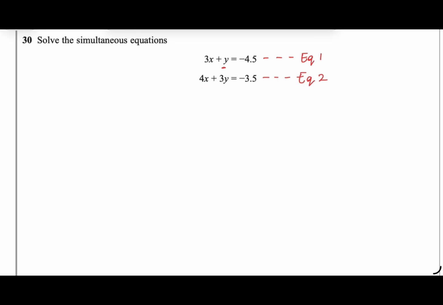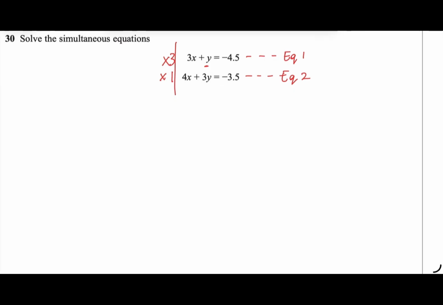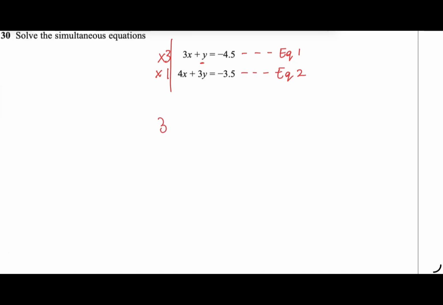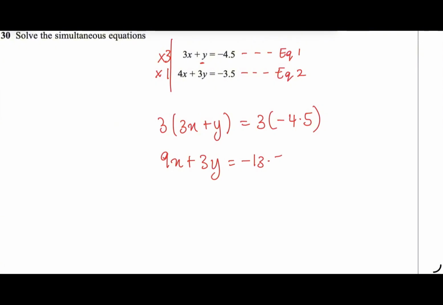So, in order to make the y's align, we can just multiply the top equation by 3 and the bottom equation by 1. So now we're going to create a third equation, which will be 3, I'll put it in brackets just to make it easier, 3(3x + y) = 3 × negative 4.5. So expanding this out is 9x + 3y = negative 13.5. And that makes your equation 3.